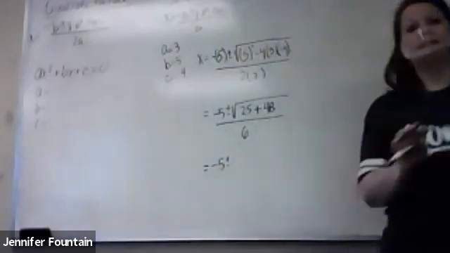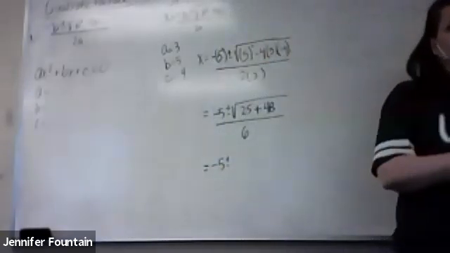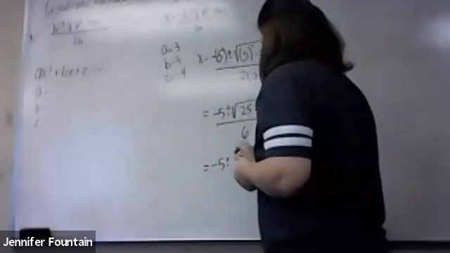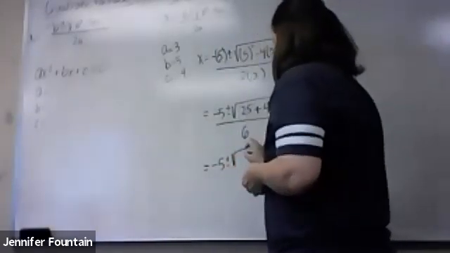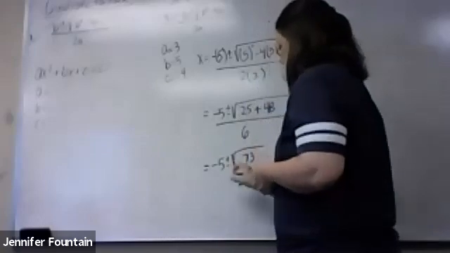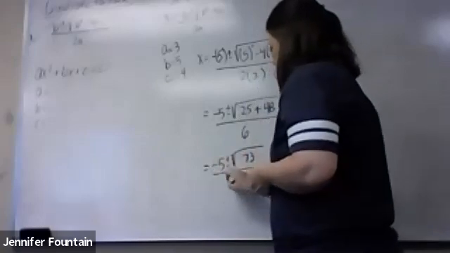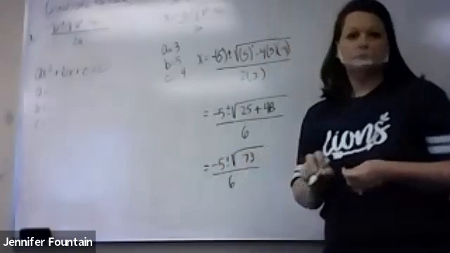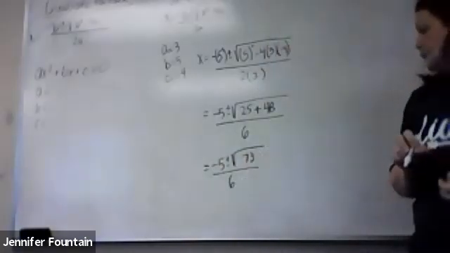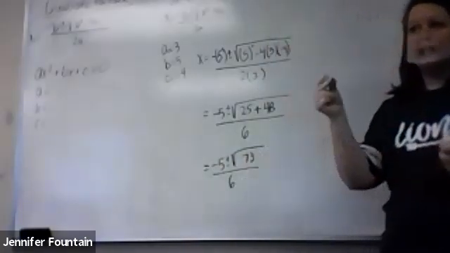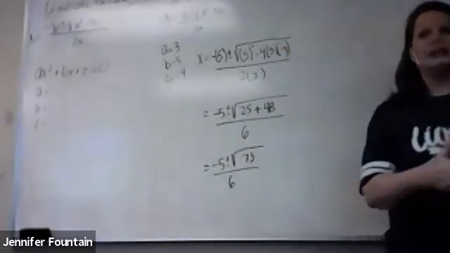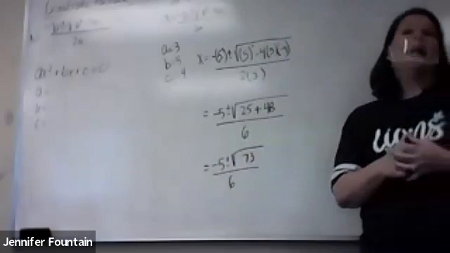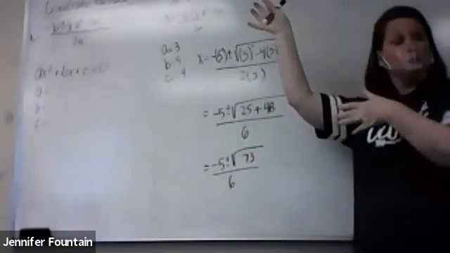Remember, even if I'm not dealing with something, I've still got to transfer it over. So I've still got to write that negative 5 plus or minus the square root of, and we said 25 and 48 is 73, all over 6. Now, knowing your times tables helps you to know, do I have any factors that multiply together to make 73? No. I know 8 times 9 is 72.